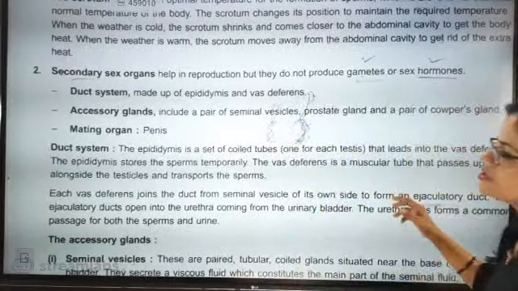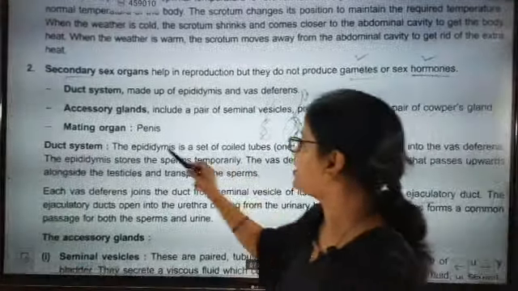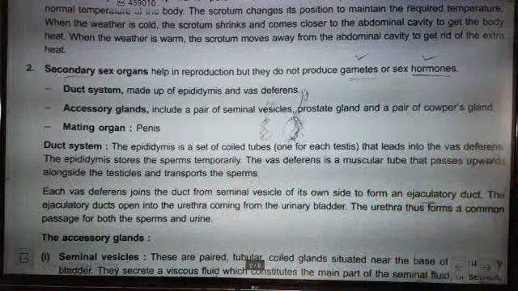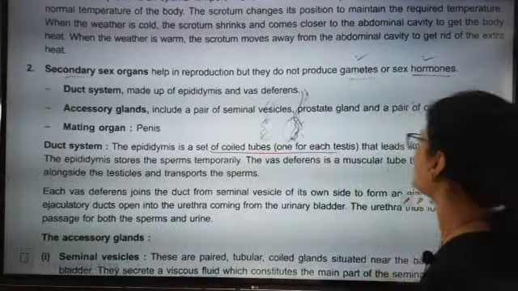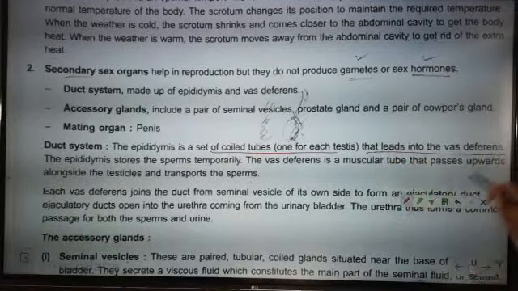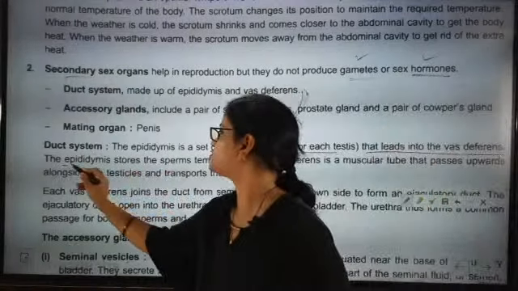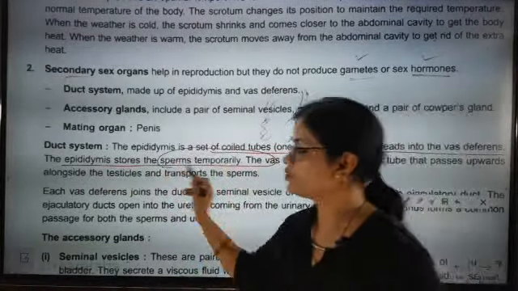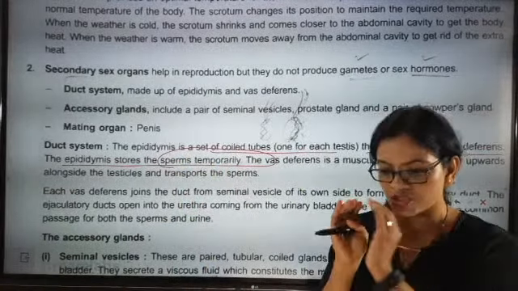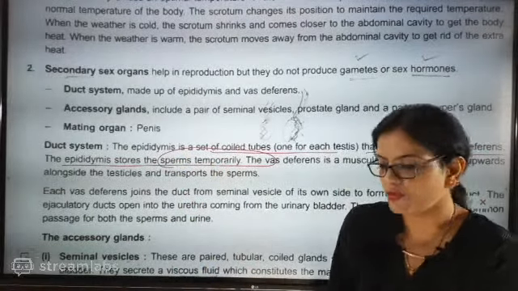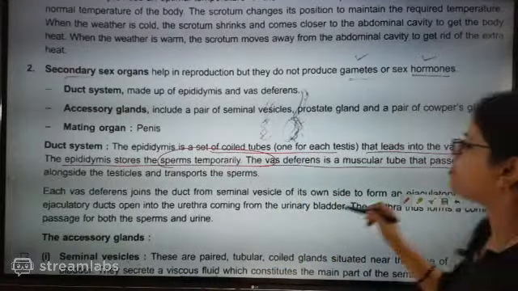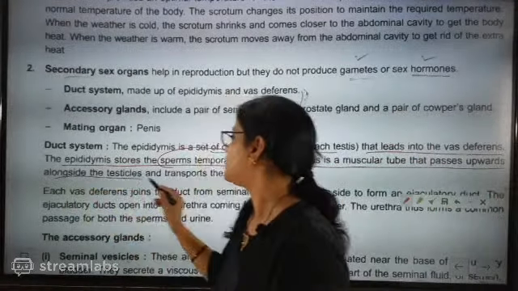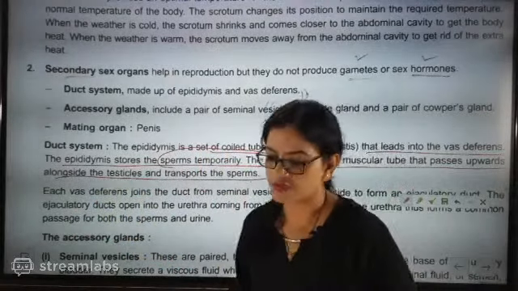So now we are going to talk about the duct system. The epididymis is a set of coiled tubes. It is present in the testis region. It is a set of coiled tubes that leads into the vas deferens. The epididymis stores the sperm temporarily. I told you the sperms are stored in the epididymis temporarily, and after that the vas deferens, a muscular tube, passes upward alongside the testicles and transports the sperm.